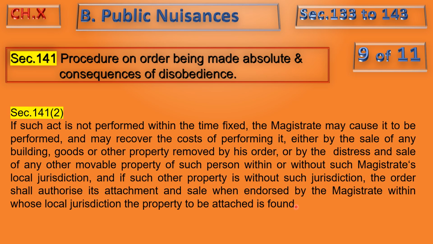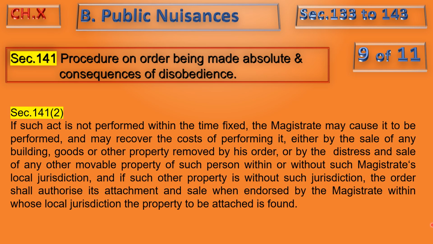So subsection 2 actually gives power to the magistrate that if such person is not removing the nuisance, like keeping or selling things on the pavement, which is what we commonly see, then they will cause it to be removed by the municipal corporation. We again see that the people of the municipal corporation are taking away the articles being sold on the pavement, on the footpath, and any such expenses incurred by the municipal corporation will be recovered by selling those articles, even if it is outside the jurisdiction of the court.